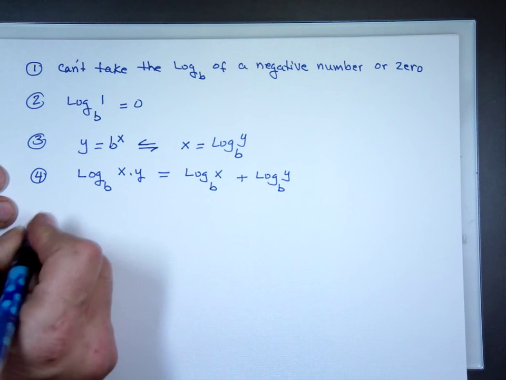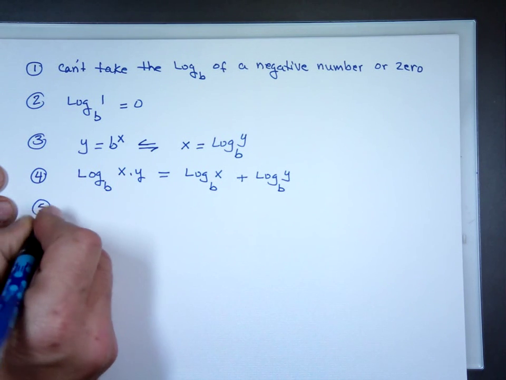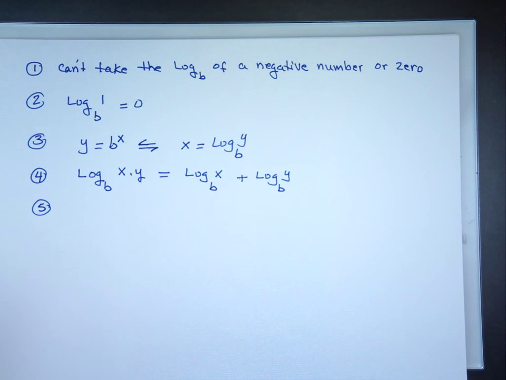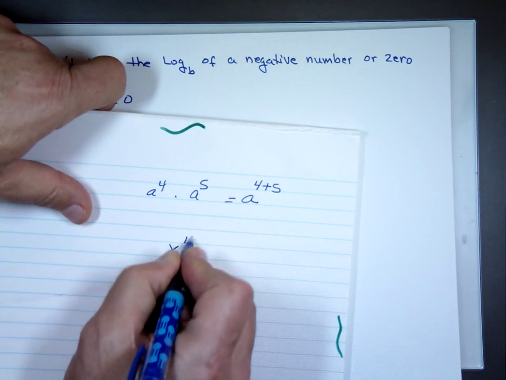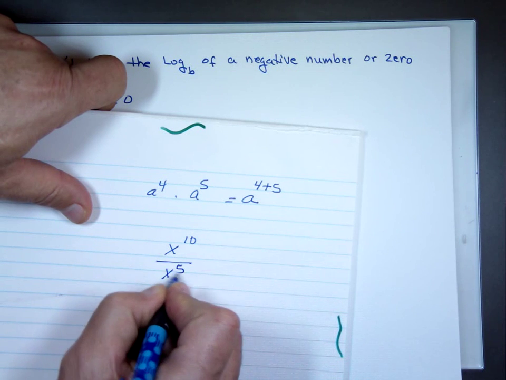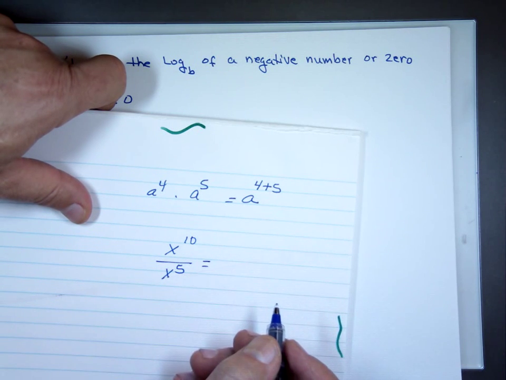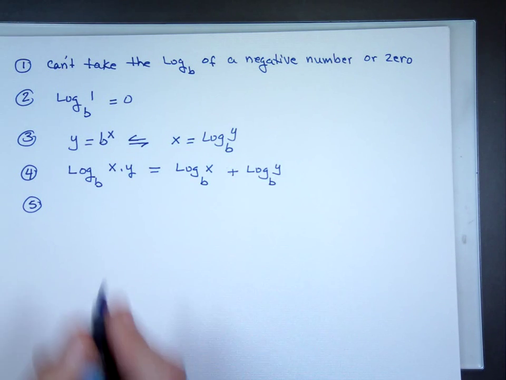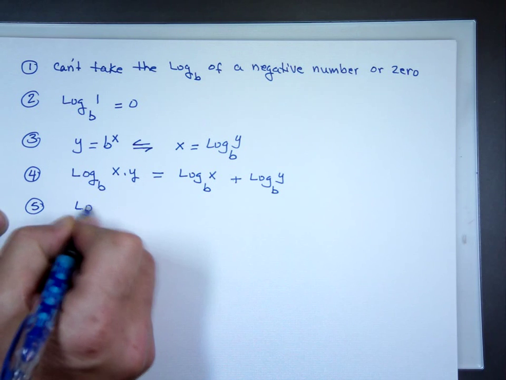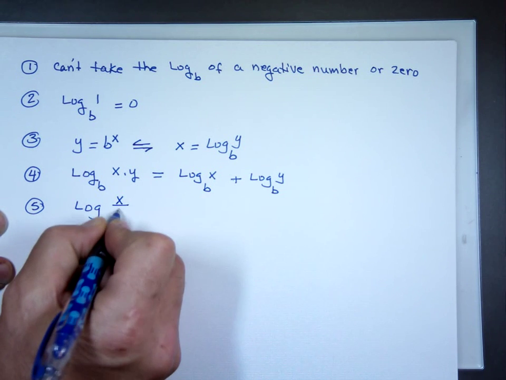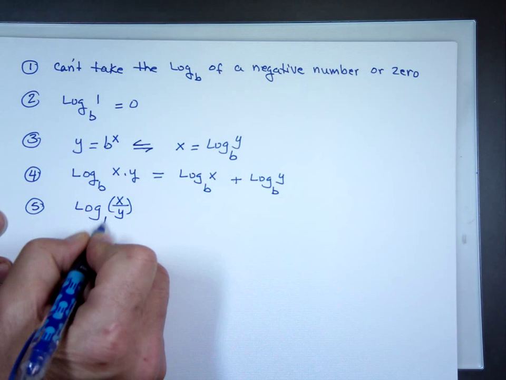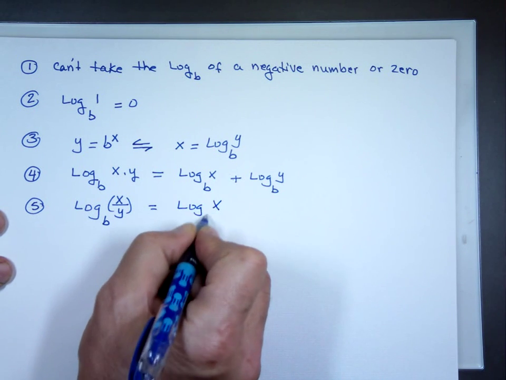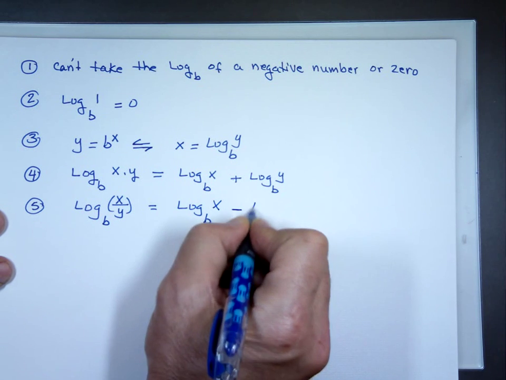Rule 5. When you divide, what do you do with the exponents? If I have x to the 10 over x to the 5th, what do you do? You subtract them, yes. So when you have division, you can write that as the log of x base b minus the log of y base b.